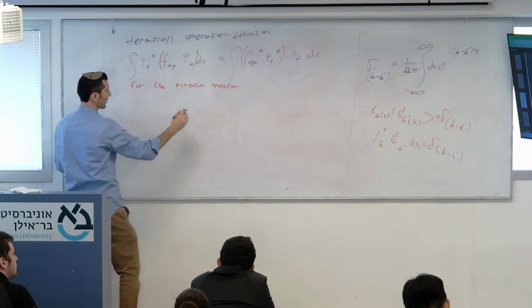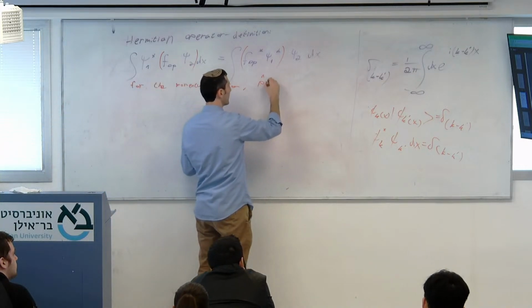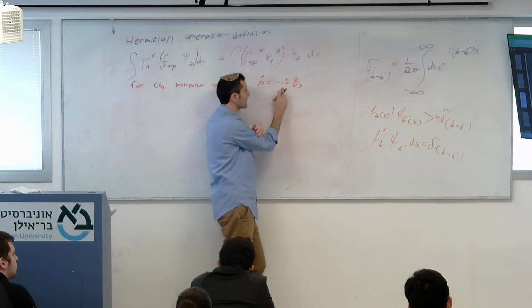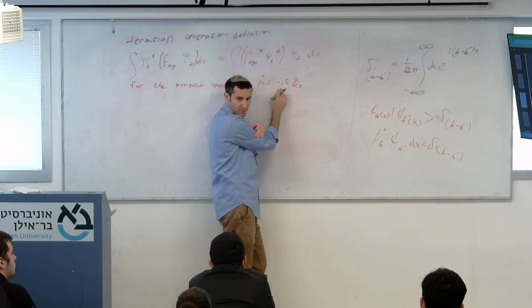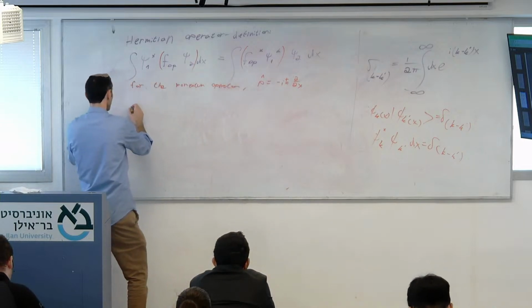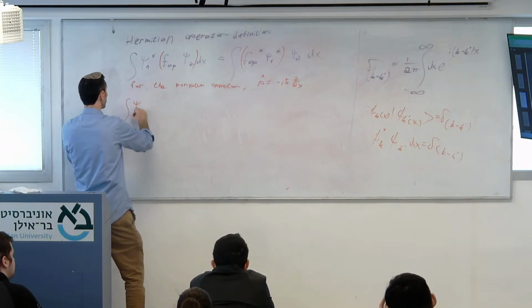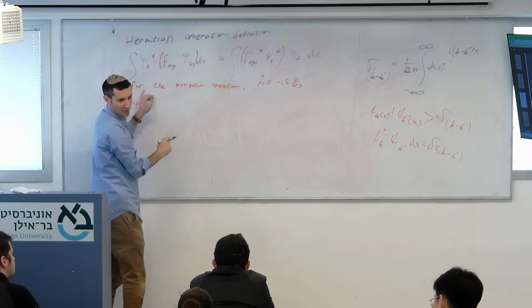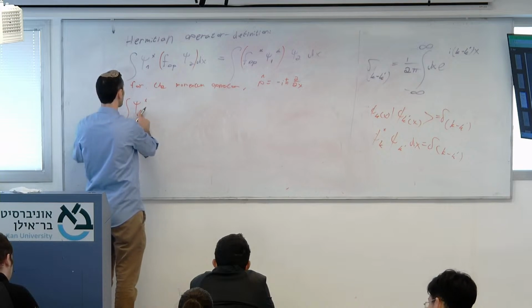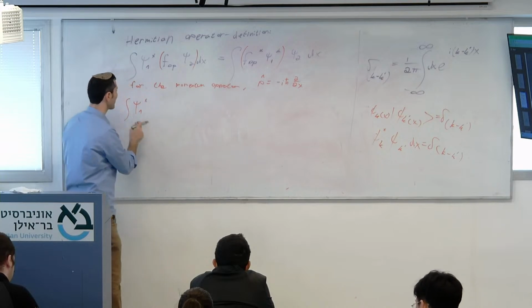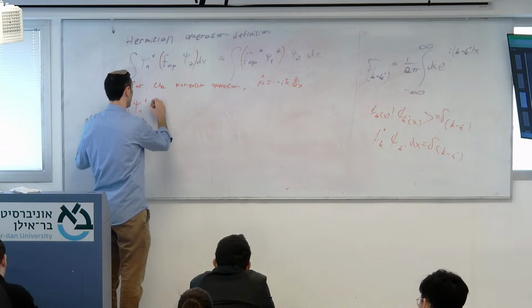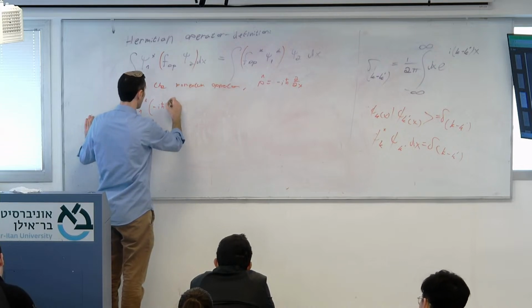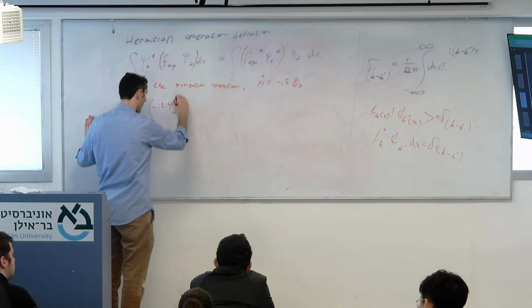So I'm reminding you that P is minus i h bar d/dx, and now I'm going to see why this i is necessary. If I do psi 1 prime, now let's act. I'm going to start with the left-hand side. Left-hand side, I get the integral of psi 1 prime complex conjugate, times minus i h bar psi 2 prime.